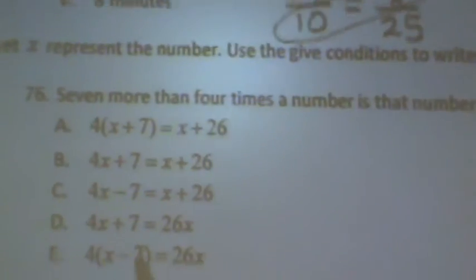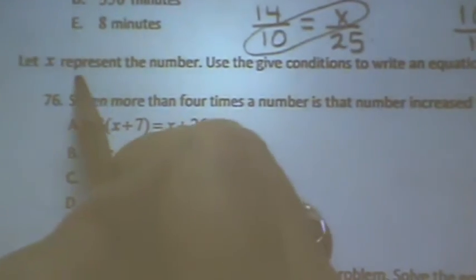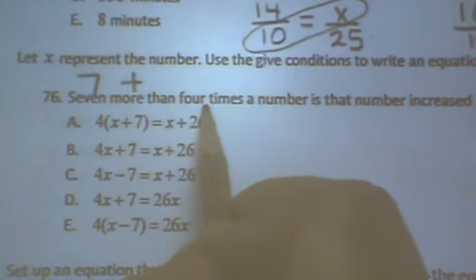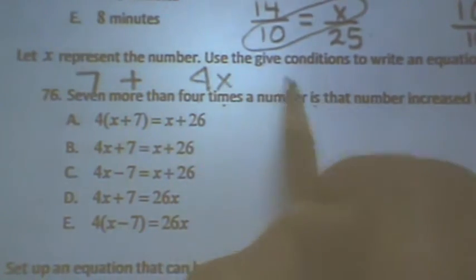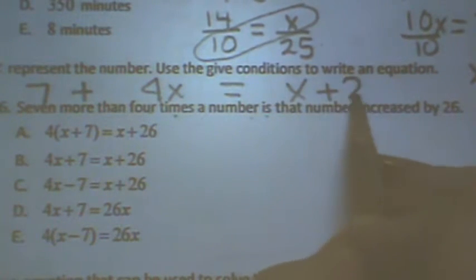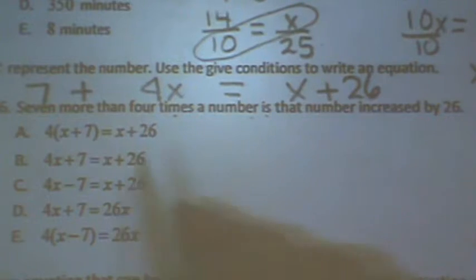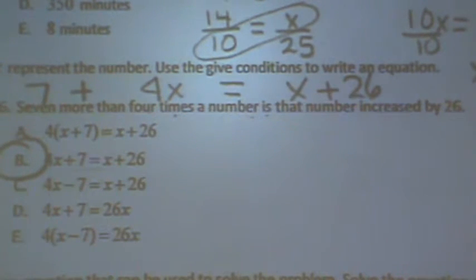76 says 7 more than 4 times a number is that number increased by 26. Well, write it the way it's written, exactly that way, and B is the correct answer.